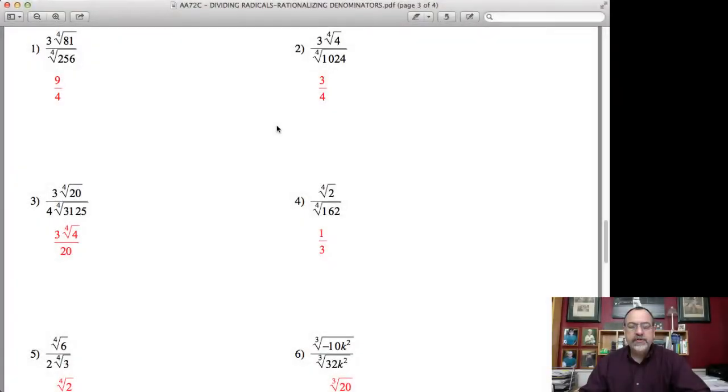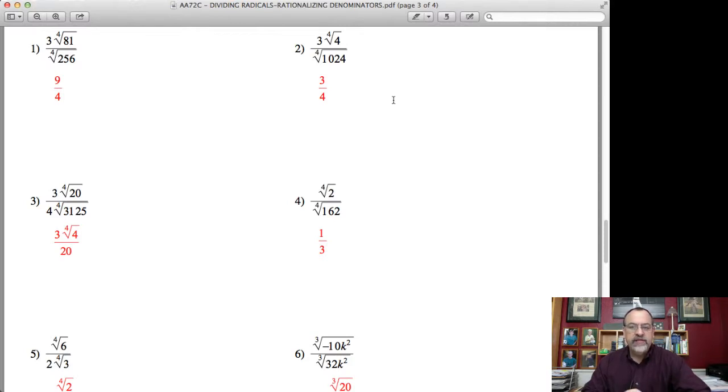Advanced Algebra, Chapter 7, Lesson 2, and we're going to do a few examples of dividing radicals and then rationalizing denominators. And I really want you to watch these examples because I'm going to do a couple things that we haven't talked about in the lesson, which are kind of mathematical tips that will help make the rationalization of these larger indexed radicals a little bit easier.